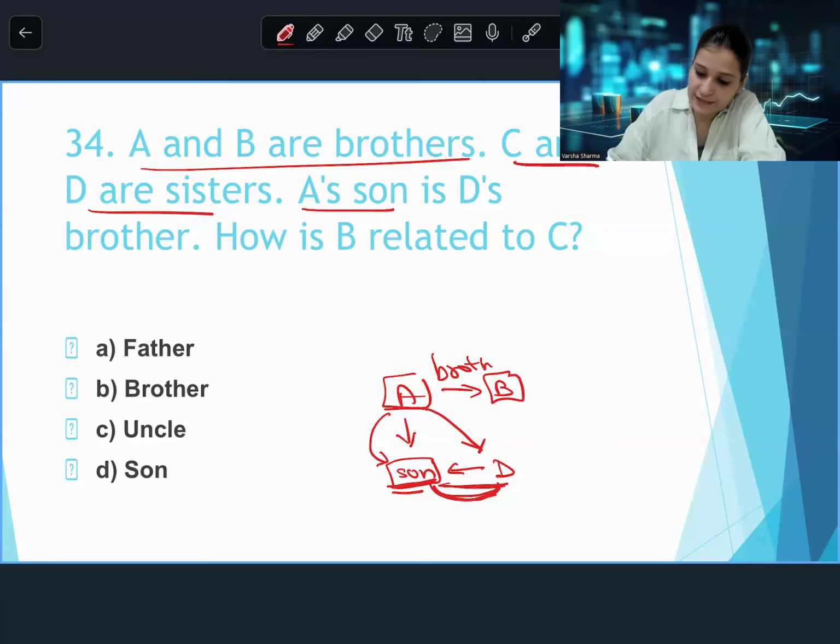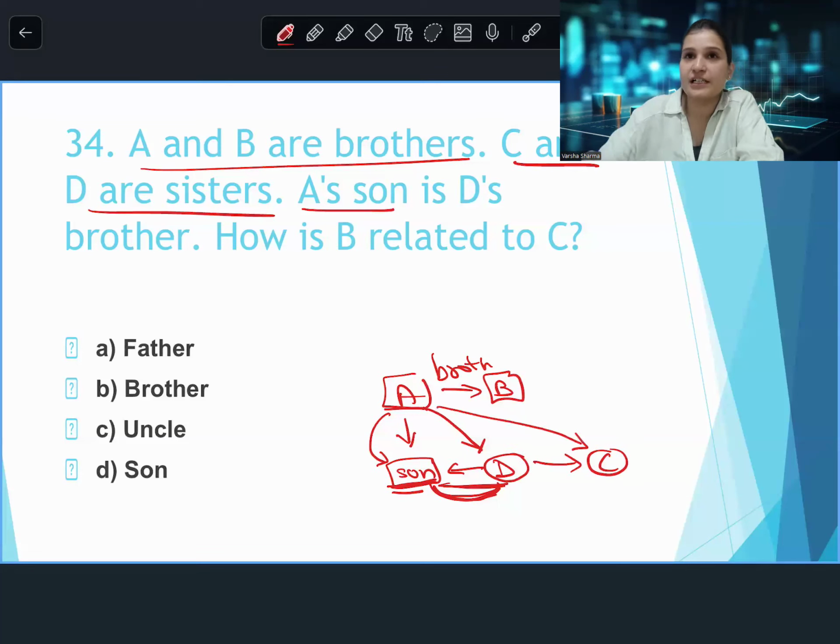Now C and D are sisters. That means A has 3 children till now. C, D and that son.